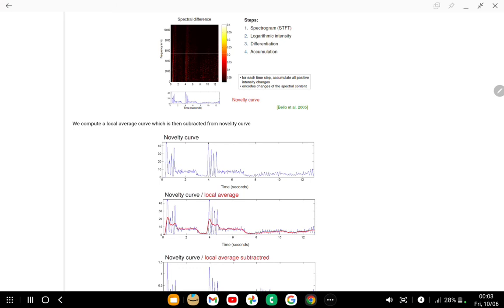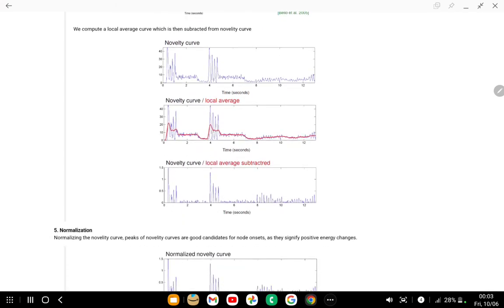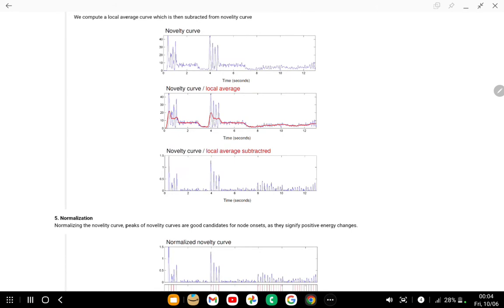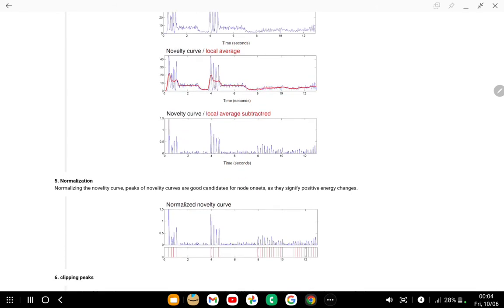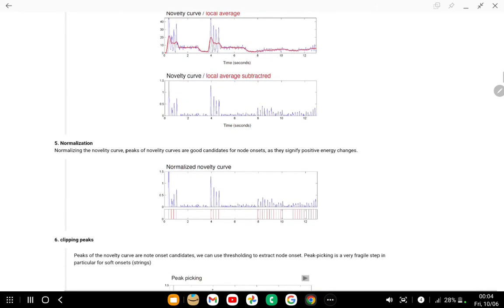Then we are going to compute an average, and subtract the average from the novelty curve, and then we get something like this, right? Then we can just apply a normalization on top of that, which will give us something like this.